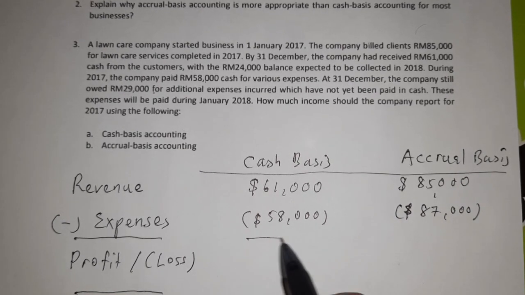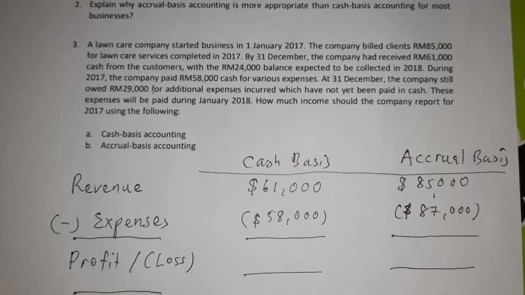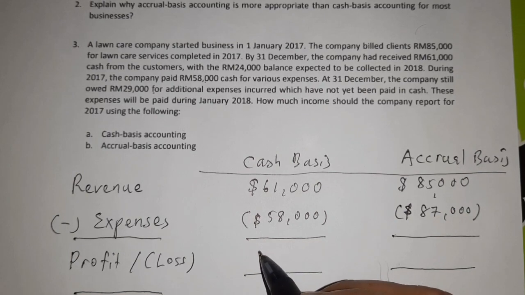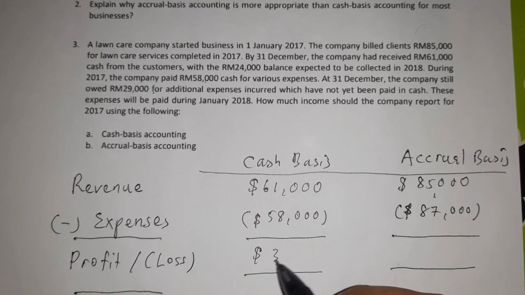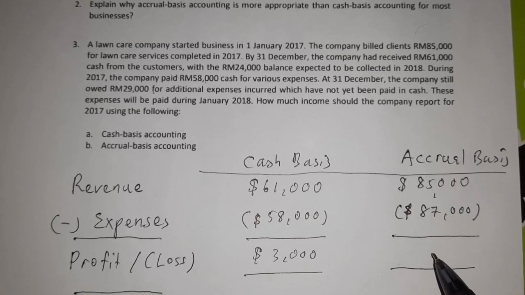So now you can calculate how much is profit or income under cash basis accounting and how much the profit or income is under accrual basis accounting. For this sample question, under cash basis accounting, the business made a profit of $3,000. But under accrual basis accounting, the business is making a loss of $2,000.